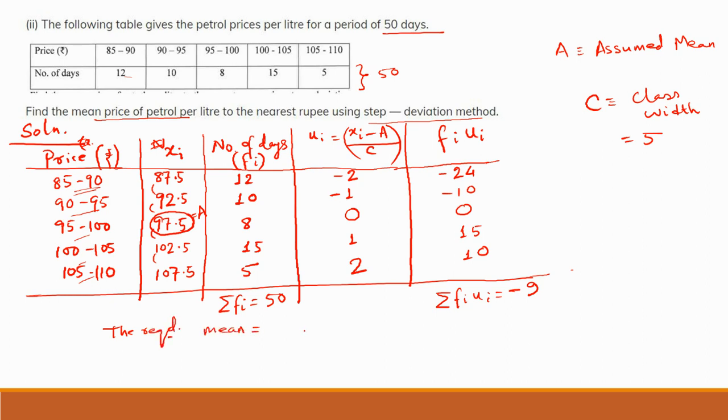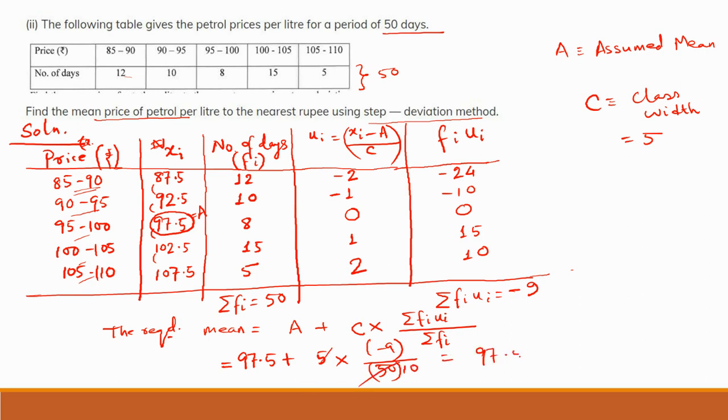Now they asked you to find the required mean using step deviation method. So for the required mean, you have to write the formula: a, which is assumed mean, plus c, class width, times summation fi ui divided by summation fi. So a is 97.5 plus 5 times minus 9 divided by 50, which is 97.5 minus 0.9. So you will get it as 96.6. Yeah, this is the answer.